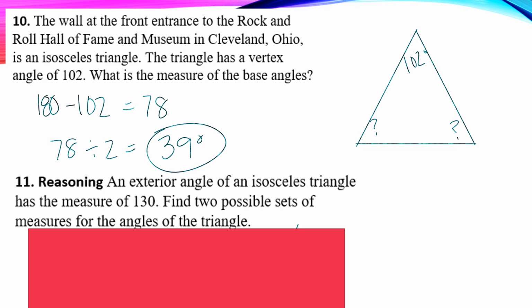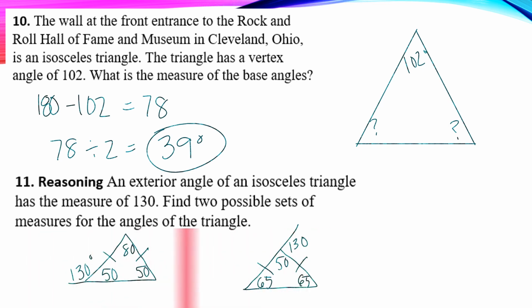For number 11, you can do two different ways here. The exterior angle of an isosceles triangle has a measure of 130. So that means it is outside of the triangle, okay? It has an extra line coming out of the triangle. So it looks like these guys, okay? Remember that exterior angle is out here. So I drew it in two different ways. We have 130 on the base side, and we have 130 on the vertex angle side. So you can either have these two options. You have 80 and then 50 and 50, or 50 and then 65 and 65. So those are the two options for that.